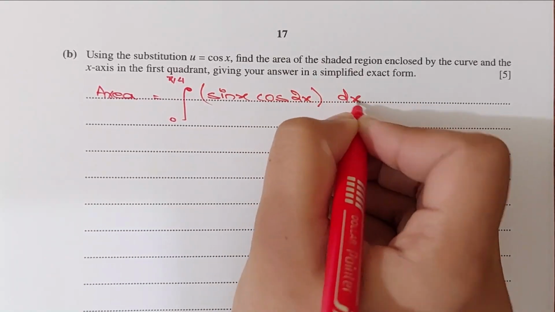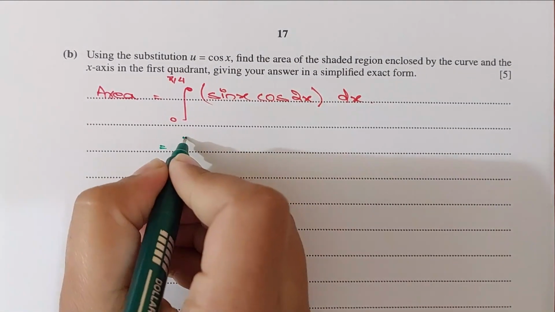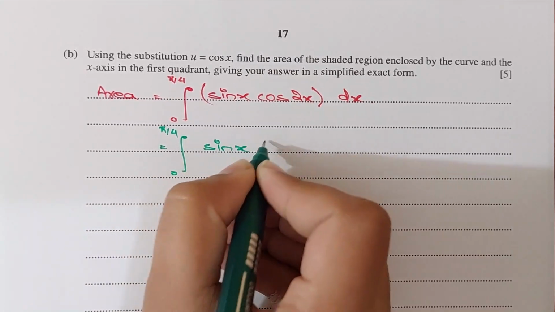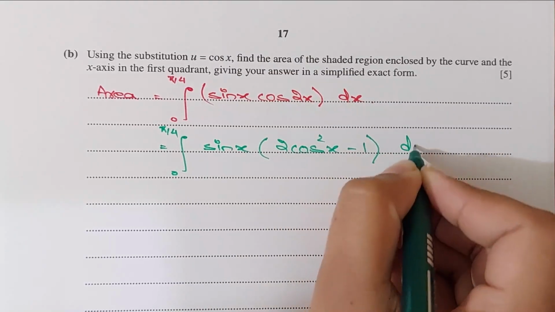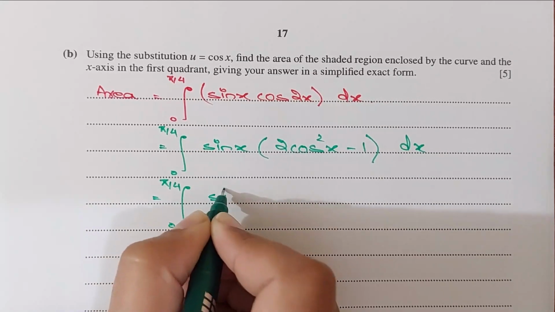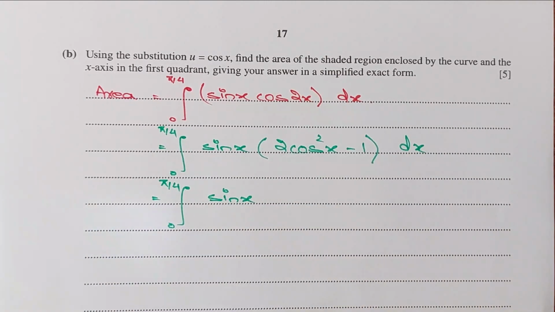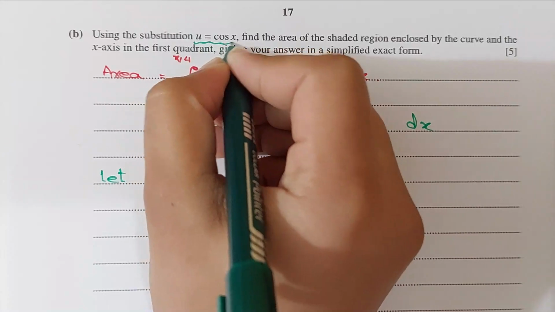dx. Now, to use the substitution, we need to open the formula for cos 2x. So this is the integral from 0 to pi by 4 of sin x, where cos 2x is 2 cos square x minus 1, dx. Let me use a substitution here, which is given that u equals cos x.